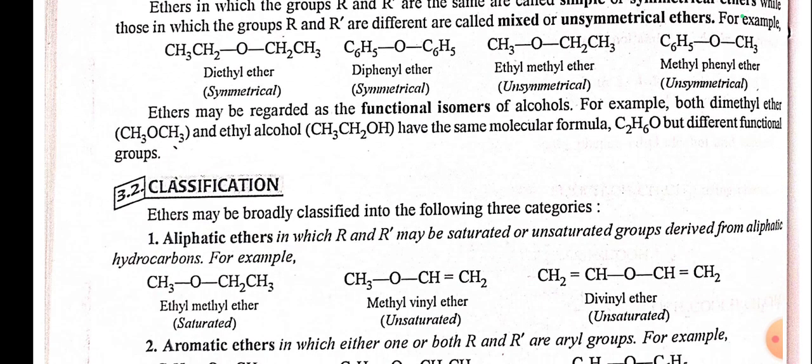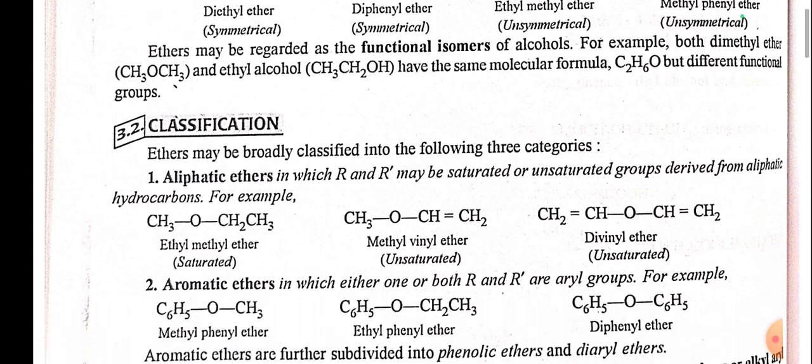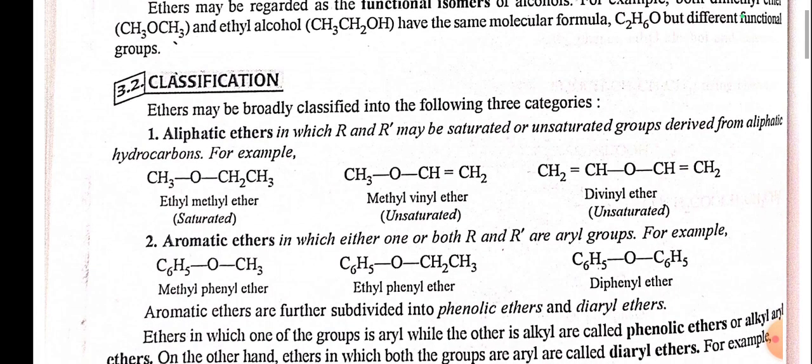Classification. Ethers may be broadly classified into the following three categories. Aliphatic ethers, in which R and R' may be saturated or unsaturated groups derived from aliphatic hydrocarbons. For example, ethyl methyl ether, methyl vinyl ether, divinyl ether. Aromatic ethers, in which either one or both R and R' are aryl groups. For example, methyl phenyl ether, ethyl phenyl ether, diphenyl ether.